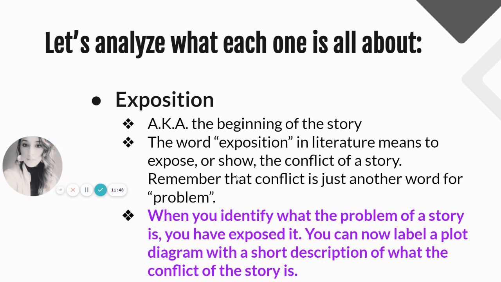You can now label a plot diagram with a short description, one sentence, of what the conflict of the story is, on the exposition portion of it. When taking down notes, you don't have to write exactly what is on my slide. Just write a summary or shortened version of what you understand exposition is. If I were to ask you, what is exposition? I don't want you to tell me everything that's on this slide. I want you to be able to write it in your own words, okay? So for example, you could write down in your journal exposition, and then put a little dash. You could say the beginning of the story and where I find the conflict or problem.